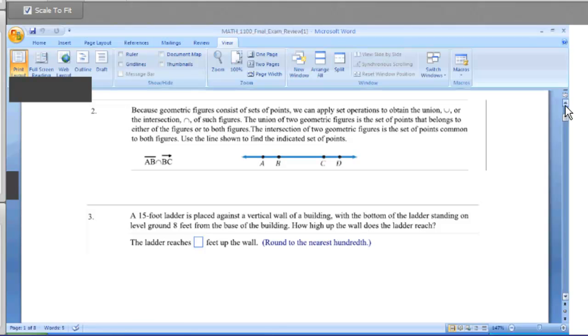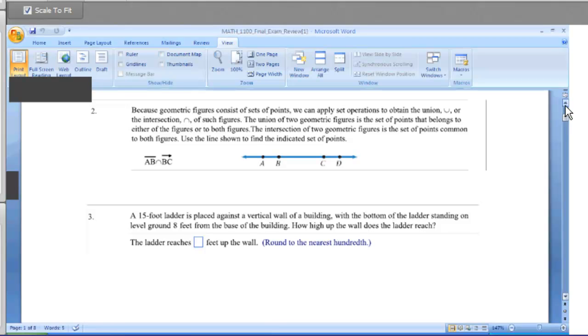All right, so for number 2, because geometric figures consist of sets of points, we can apply set operations to obtain the union, U, or the intersection, with the intersection sign, of such figures. The union of two geometric figures is a set of points that belongs to either of the figures or both the figures. The intersection of two geometric figures is a set of points common to both. So use the lines shown to find the indicated set of points.